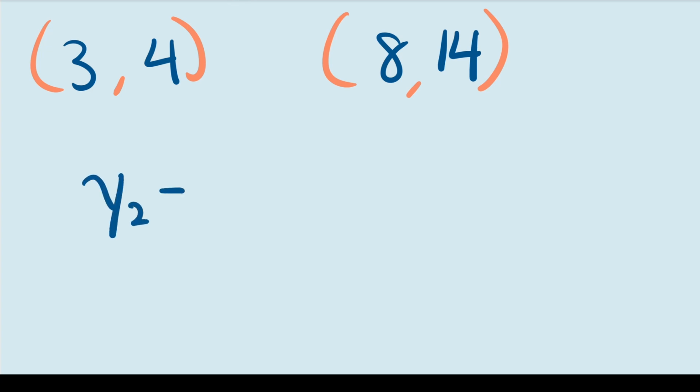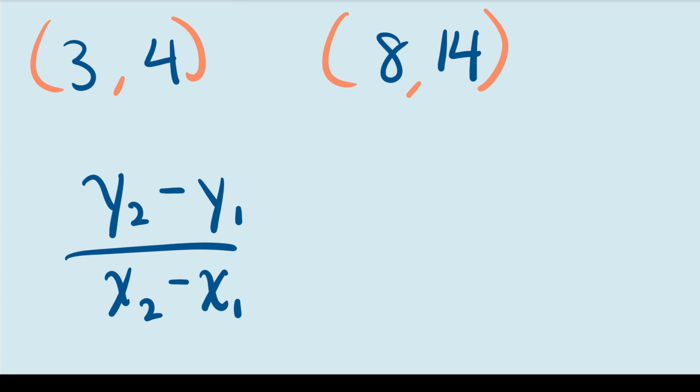Let's say you're given the ordered pairs (3, 4) and (8, 14). The first thing we want to do is find the slope of the line that goes through both of these points. The way we're going to do that is by using this special formula that helps us find the slope of that line. I've already made a video about this, so if you haven't watched that, I would highly recommend that you go back and see that video.